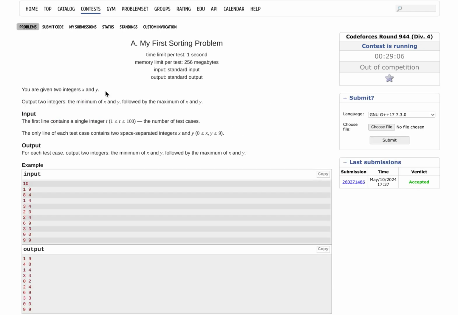Let's start with the first problem first. Okay, so first problem, it's pretty simple. Basically, we just take input and we have to print minimum first and then maximum. You can find minimum or maximum by comparing, and in a language like C++, you would have an inbuilt function. You can just use min of x, y and then max of x, y, and then just print it. You will be done.